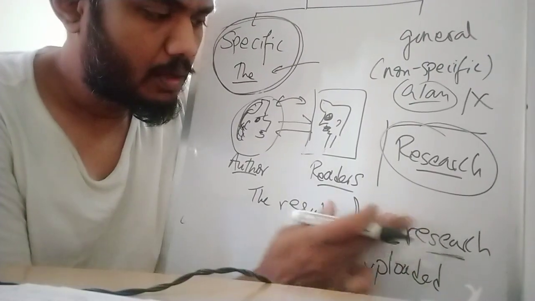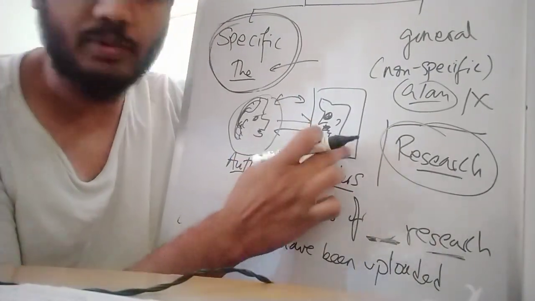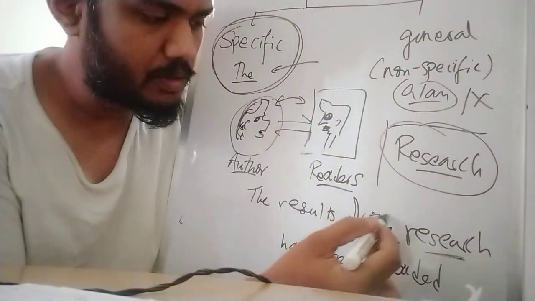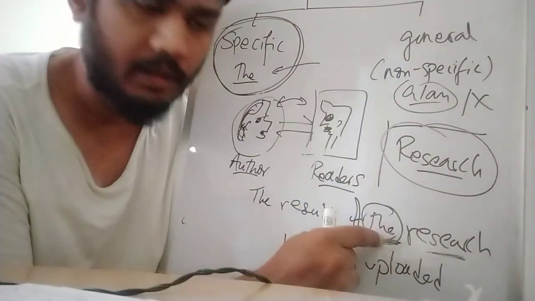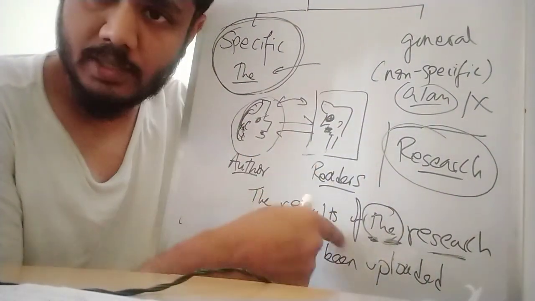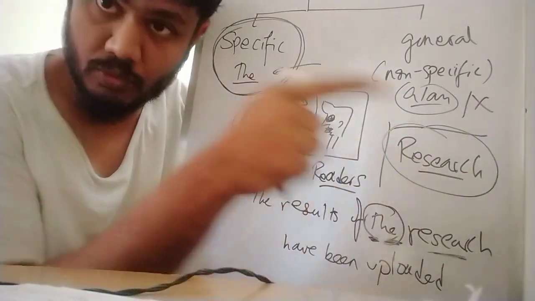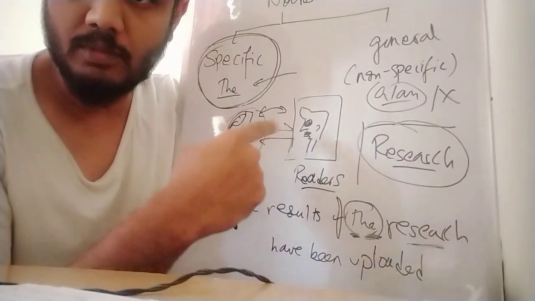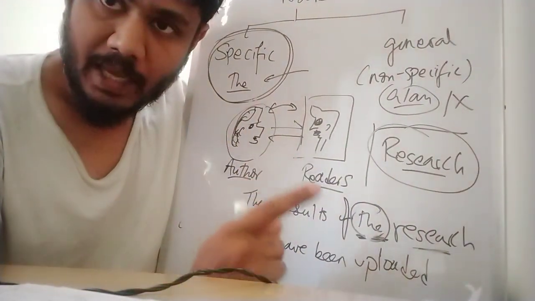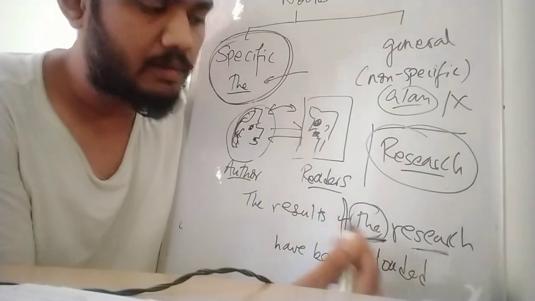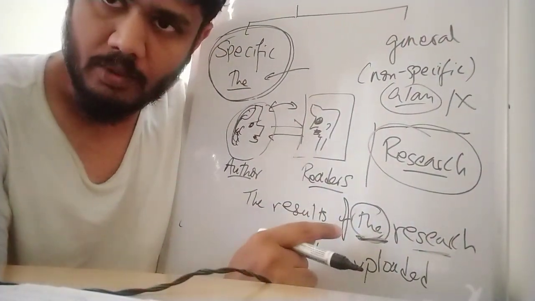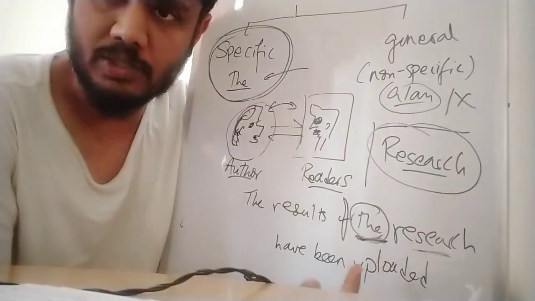But let's assume for a moment that this person knows which research you're talking about. Then you can use the. So that is the fundamental use of the in English. So if you're saying the, you're basically saying that, hey, you should know which research I'm talking about, or I'm assuming that you know which research I'm talking about. And that's where the mistake happens. If you say the, then the reader will assume that he's supposed to know or she's supposed to know which research this is talking about, right? And if they don't, then there's miscommunication.